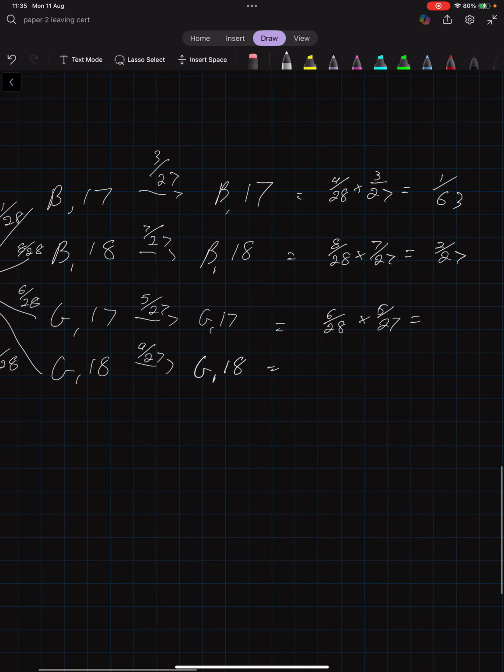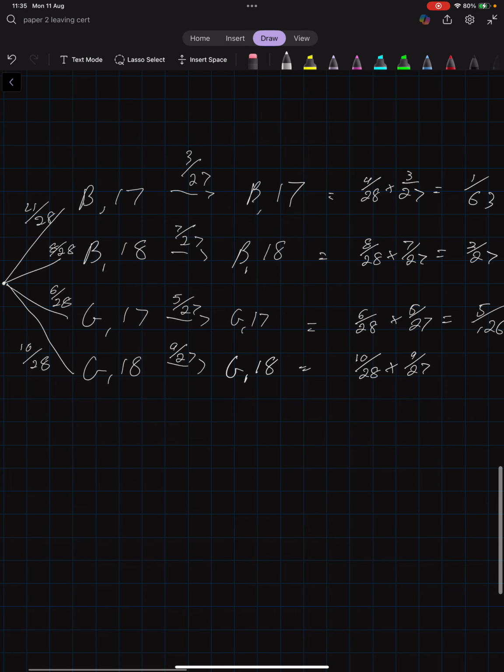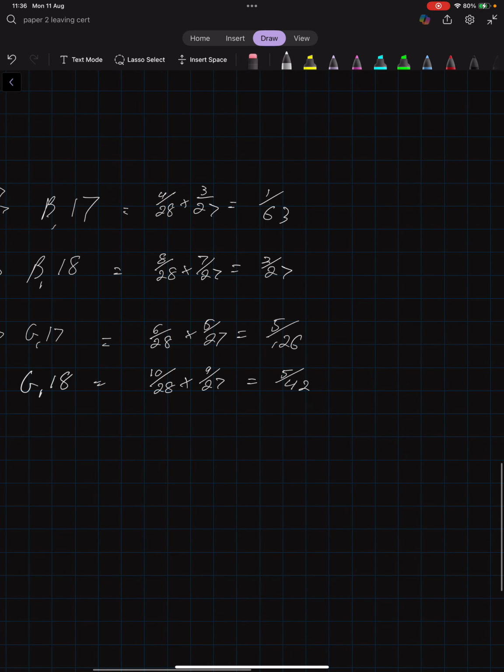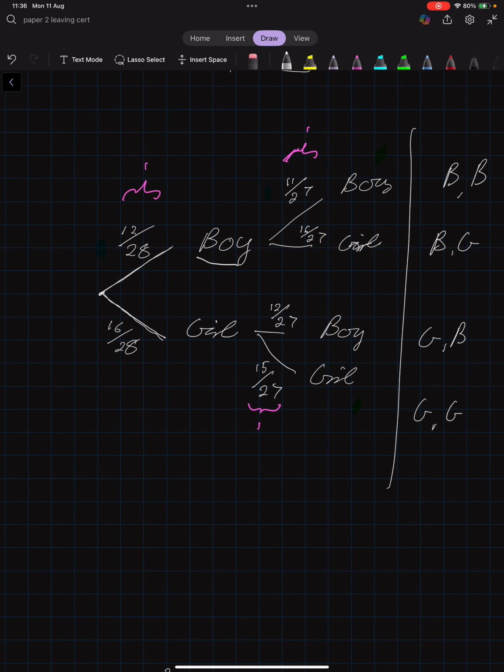Okay, and so you do this, and this, and then you're going to get 5 over 126. And then the final one, it's 10 over 28 times 9 over 27. That's a third, so it should just be 5 over 42. Okay, and then again, if you add all these up, you will get 47 out of 189. Okay, so that's how you do your tree diagrams, like that.